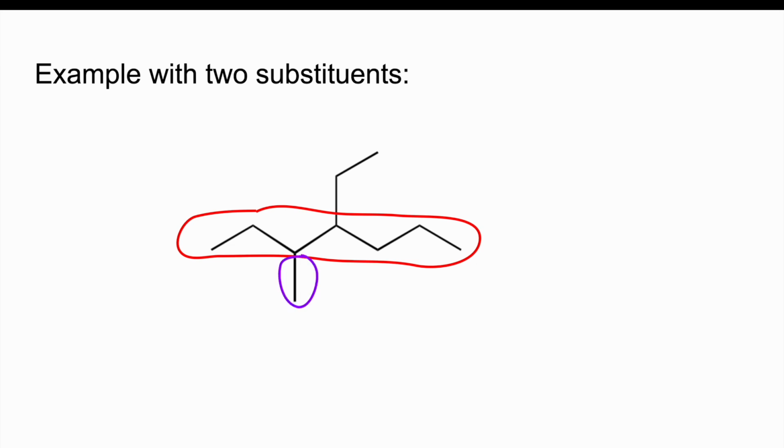Next, we identify our alkyl groups. Looks like we have 1 methyl and 1 ethyl attachment. Then we number our carbons so that our substituents are in the lowest numbered positions. If we number from right to left, we see that the ethyl and methyl substituents are in the 4th and 5th positions respectively. However, if we number from left to right, we now see that the ethyl and methyl substituents are in the 3rd and 4th positions respectively. These positions are therefore lower than numbering from right to left. 3 and 4 are lower than 4 and 5.